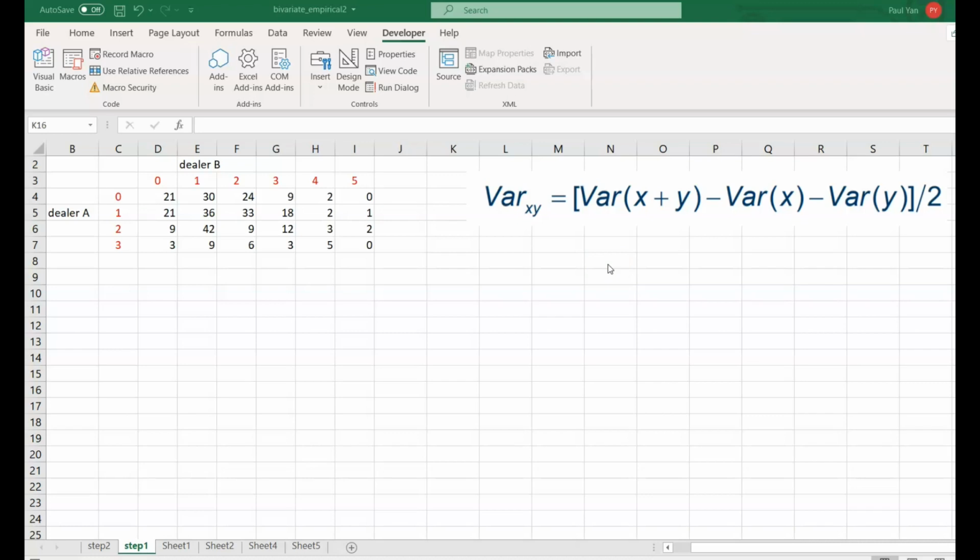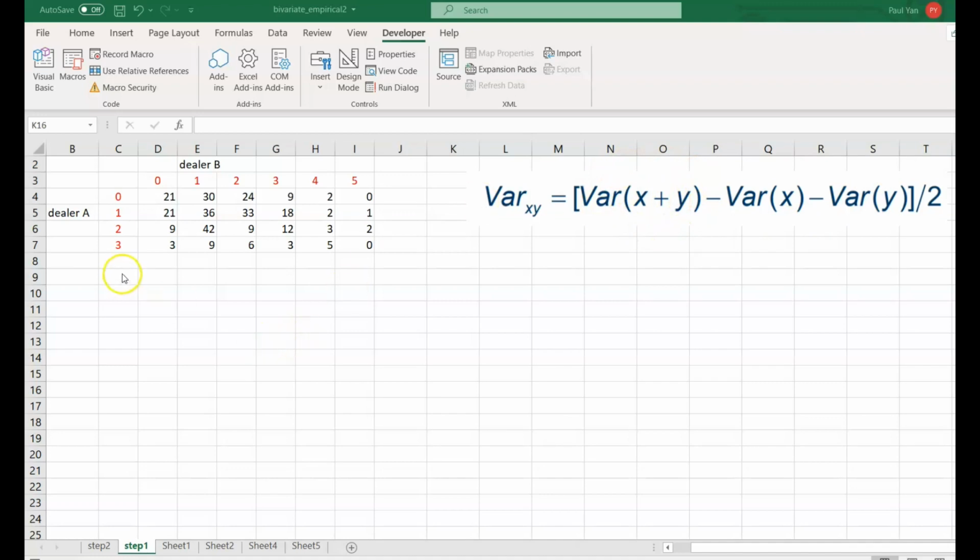For this example, I'm going to use 2 different approaches. The first approach, I explain the textbook approach. We intend to calculate the covariance between X and Y, which is the variance of X plus Y, minus the variance of X, minus the variance of Y, then divided by 2. Okay, I'm going to calculate variance of X and variance of Y first. I might go to another spreadsheet to calculate variance of X plus Y.